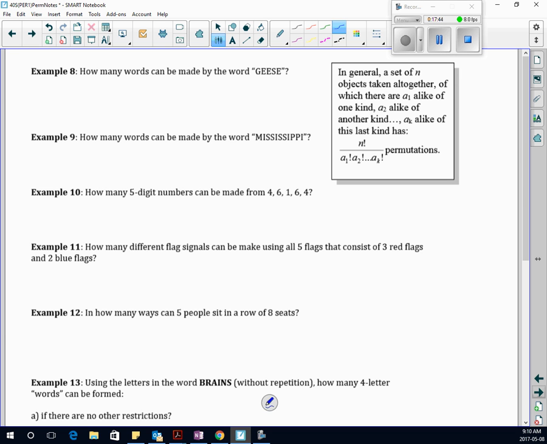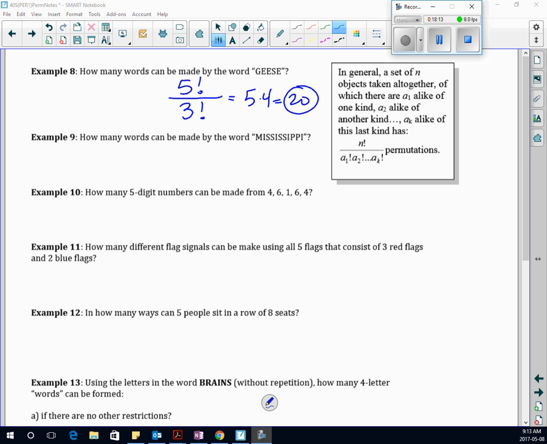So how many ways can we make the word geese? 1, 2, 3, 4, 5. So it's 5 factorial. How many repeated letters do I have? 3 E's. So this would be 3 factorial. So then it would be 5 times 4, which is 20. Does everybody see how I get this? Okay, try Mississippi.